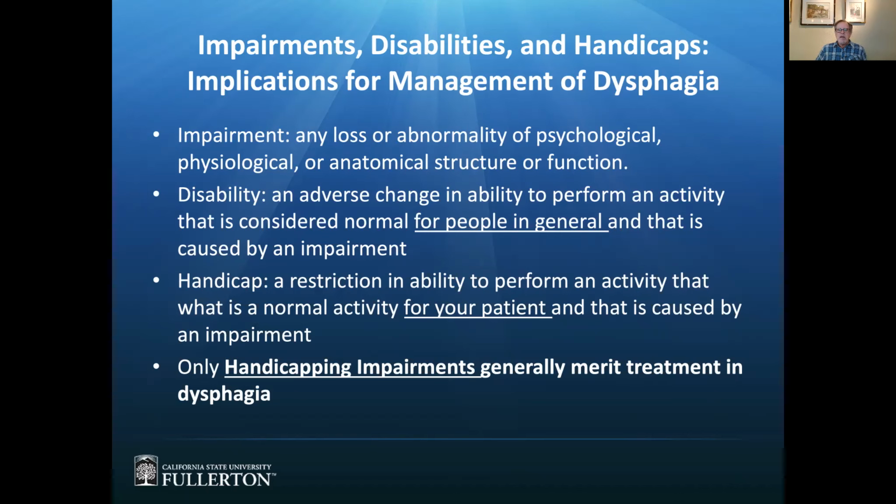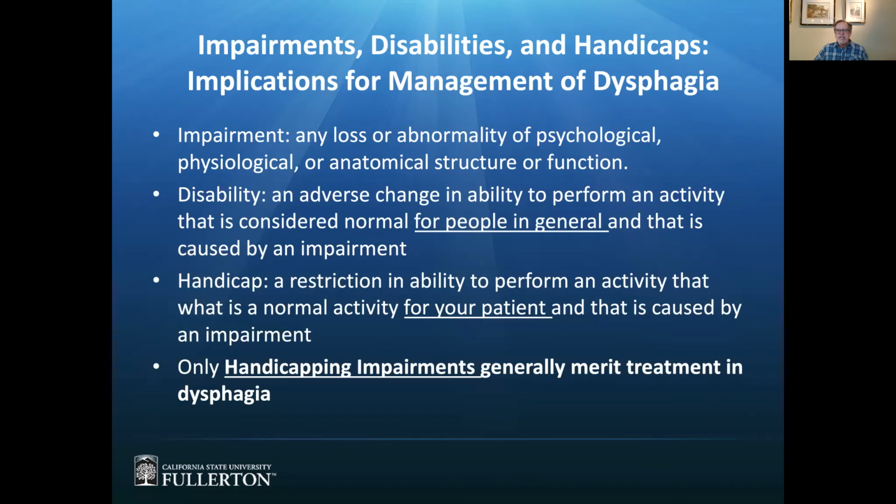So what's an impairment? It's any loss or abnormality of a psychological, physiological, or anatomical structure or function. For example, let's say when they swallow, you see 20% residue in the pharynx. Every bolus leaves behind 20%, but they never aspirate it. They never choke on it. They don't have to change their lifestyle. They don't seem to be annoyed by it. That's an impairment, but it's not a disability or a handicap.